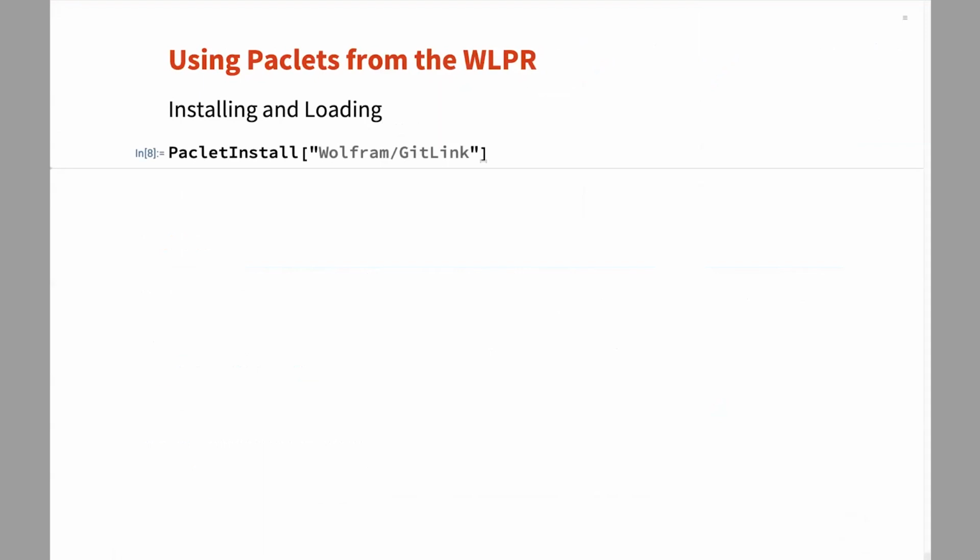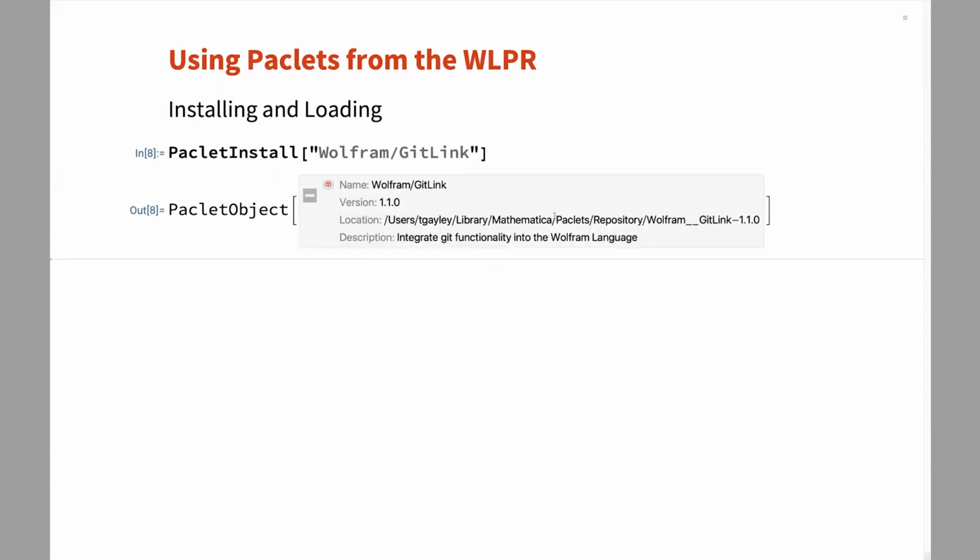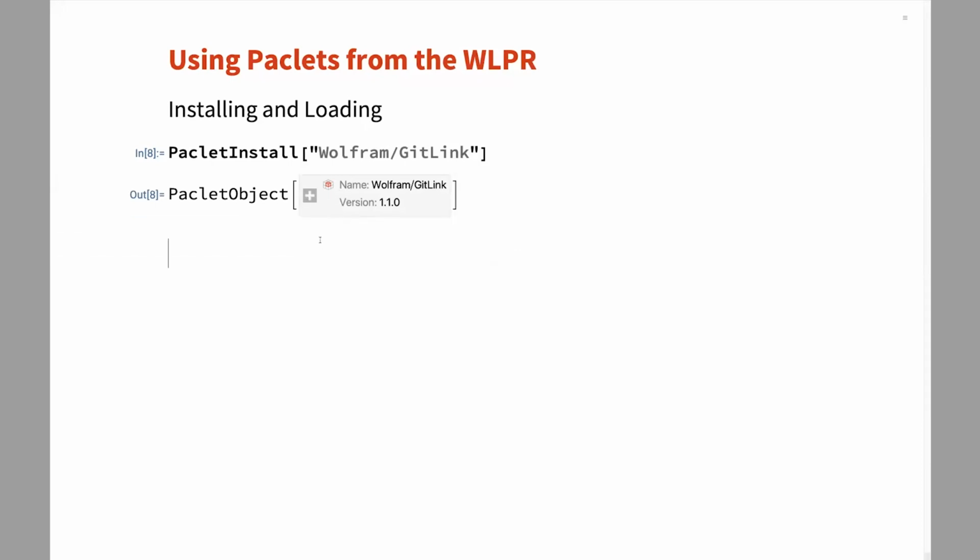Paste it in. All right, Paclet install GitLink. Now, that executed pretty quickly, but it did have to download. I don't have Wolfram GitLink installed, so it had to download it. And I get this Paclet object back. I can open this up and I'll see that this location is down somewhere in my library Mathematica Paclets repository directory.